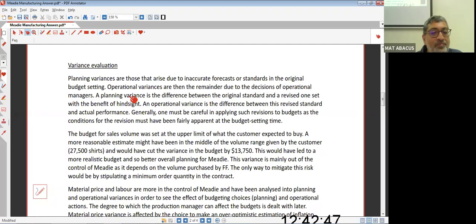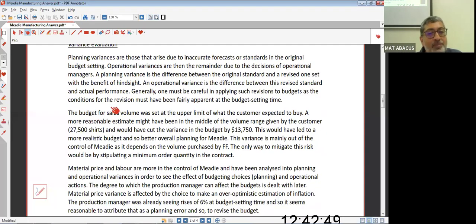Yeah. Then the budget, now the explanation specifically about the variance. The budget for sales volume was set at the upper limit of what the customer expected to buy. Isn't it? 30,000. A more reasonable estimate might have been in the middle of the volume range given by the customer, which would have been 27,500 shirts, 30 plus 25 divided by 2. And would have cut the variance in the budget by 13,750.